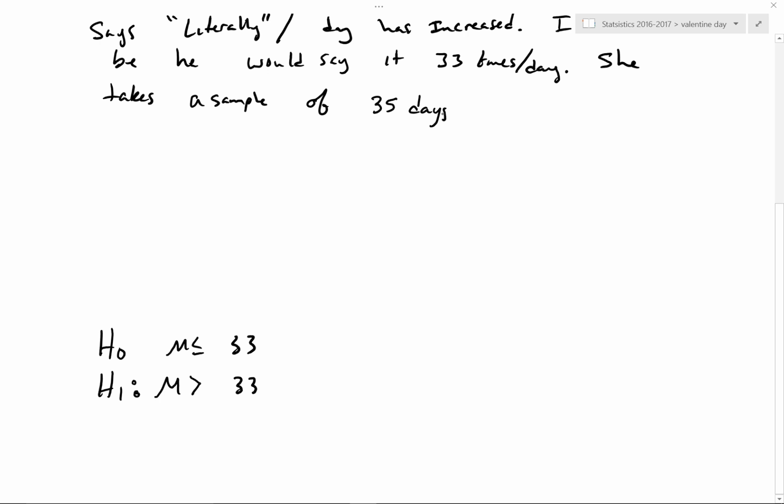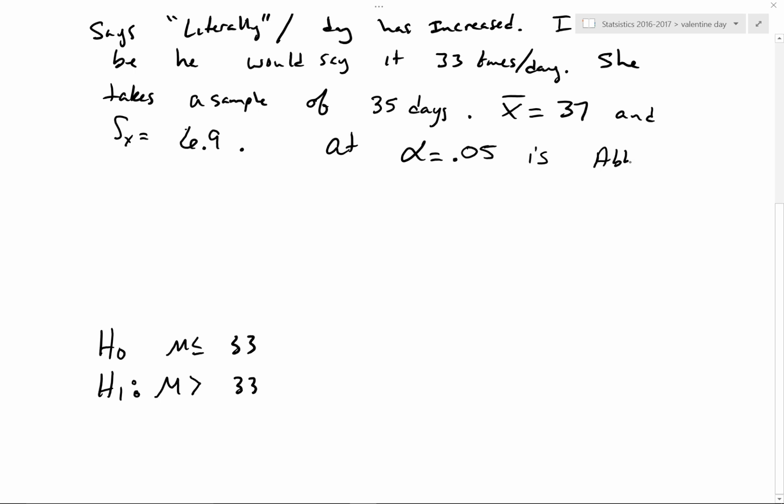Now, what will she find out about that? Well, she's going to find an average, yes? She happened to find that x bar, the sample average, was 37 times per day that Mr. Grimm said literally, which seems like a lot, and a standard deviation of 6.9. Because why not? So now listen carefully. At alpha equals 0.05, is Abby right?